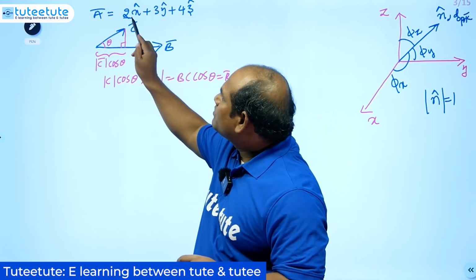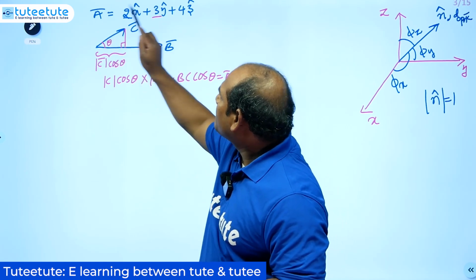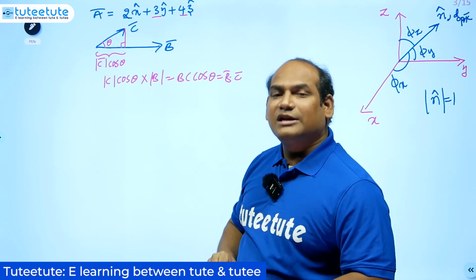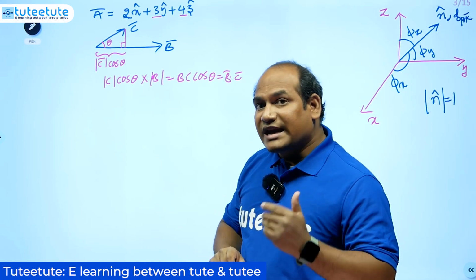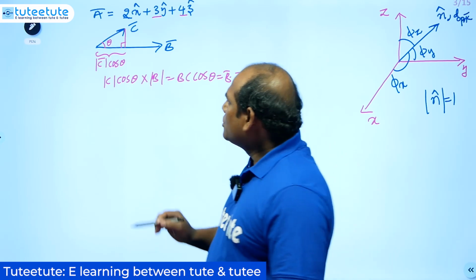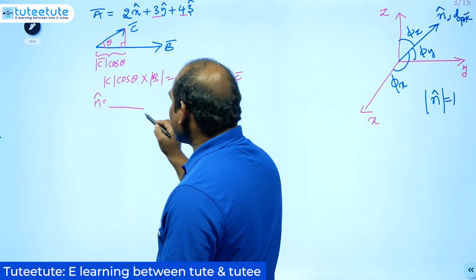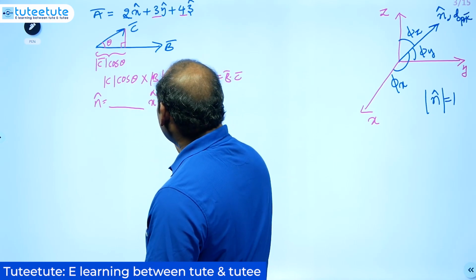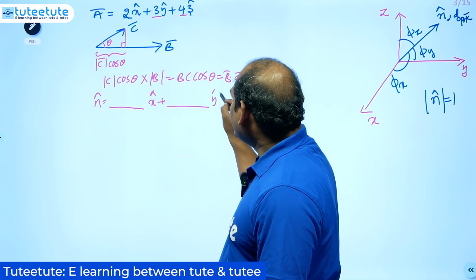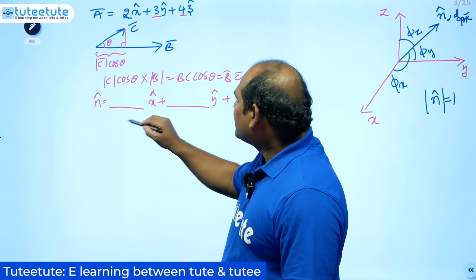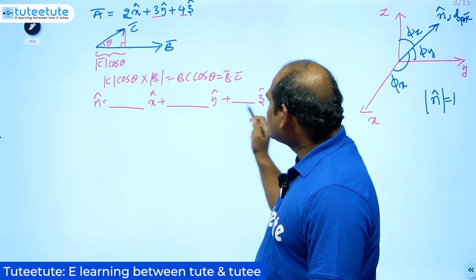Now what is this? Projection of a bar on the x-axis is 2, projection of a bar on the y-axis is 3, projection of a bar on the z-axis is 4. Like that, now I need the projections of n cap on the x, y, z axes. Then I can provide the representation of the n cap. So n cap is equal to the projection of n cap on the x-axis, to be written here, times x cap, plus the projection of n cap on the y-axis, to be written here, times y cap, plus the projection of n cap on the z-axis, to be written here, times z cap. Like this we can represent the n cap.